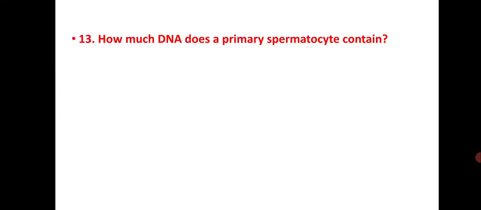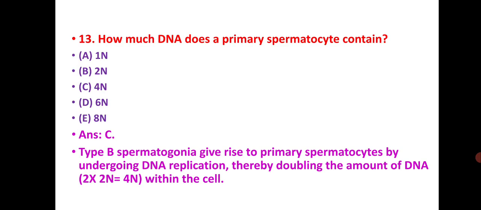13th question: how much DNA does a primary spermatocyte contain? 1n, 2n, 4n, 6n, 8n. The answer will be C, that is 4n. Type B spermatogonia give rise to primary spermatocytes by undergoing DNA replication, thereby doubling the amount of DNA, that is 2 times 2n, known as 4n within the cell.